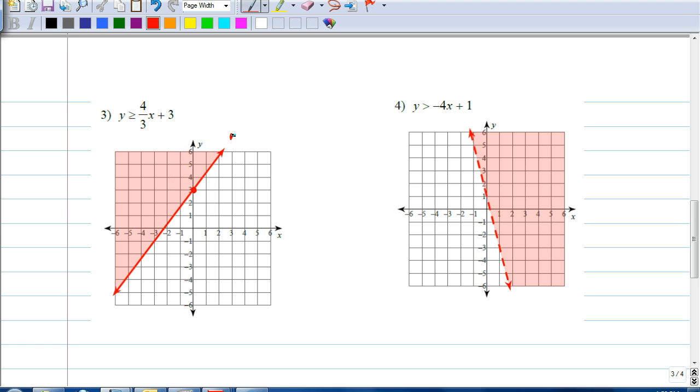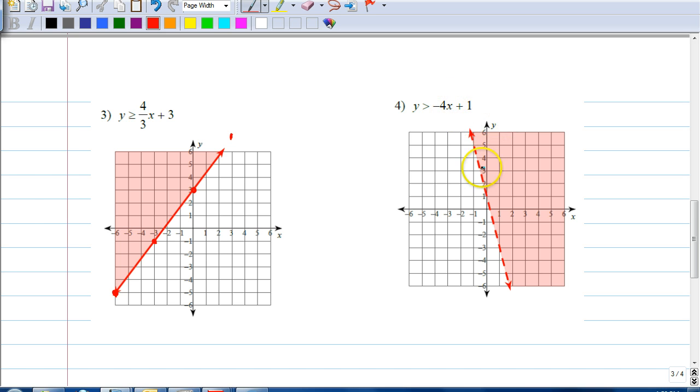But instead of just guessing, you can always go backwards. So remember, to go backwards, we would go down 4 and to the left 3. Down 4 and to the left 3. And then we could connect them. And we would shade above, and we would use a solid line to connect those points. And then we would shade above because it says greater than or equal to.